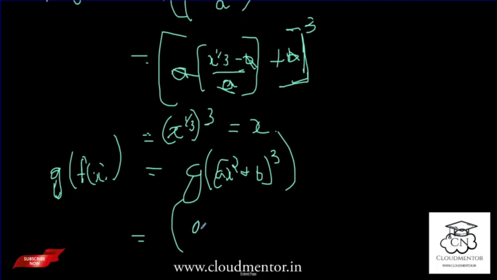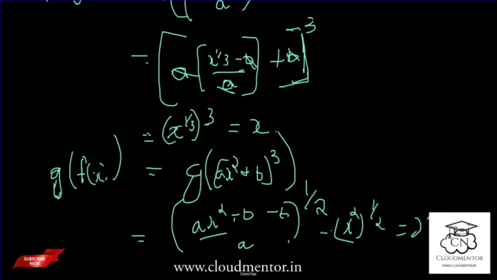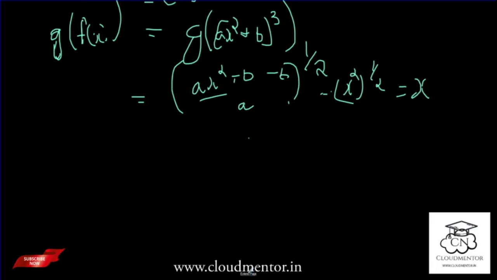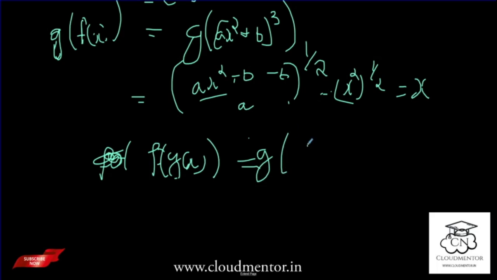So we get ax square plus b minus b, I am applying directly, minus b by a the whole raised to 1 by 2, the whole raised to 1 by 2, that is equal to x square raised to 1 by 2, and that will be equal to x. So we found that f of g of x equals g of f of x, like in the question.